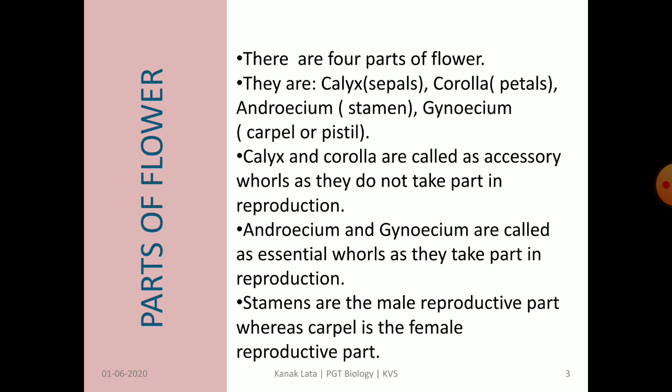So it is clear about essential and non-essential whorls. Calyx and corolla are non-essential whorls, whereas Androecium and Gynoecium are essential whorls. Why? Because they take part in reproduction. Androecium, that is stamens, are the male reproductive part, whereas Gynoecium, that is carpel or pistil, are the female reproductive part.